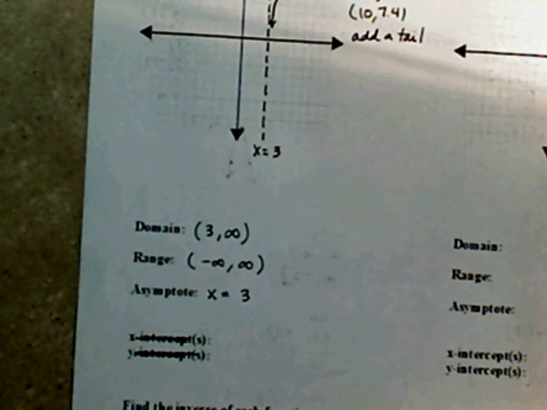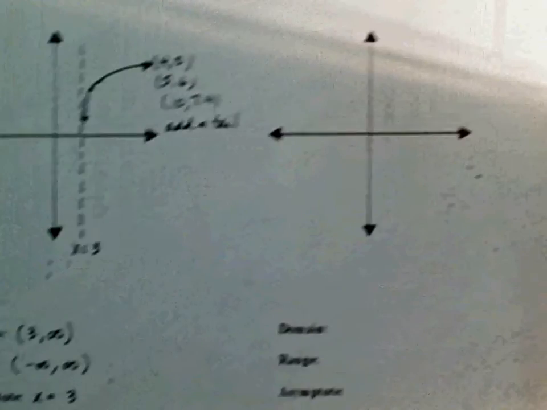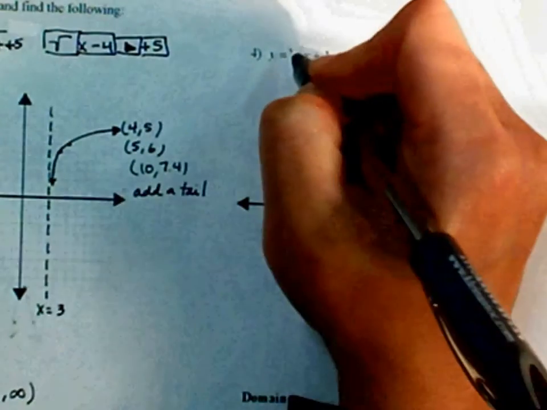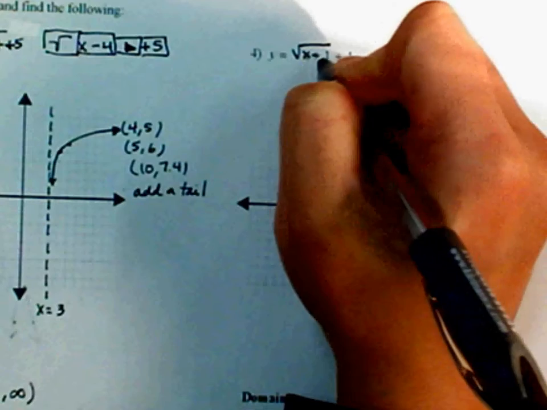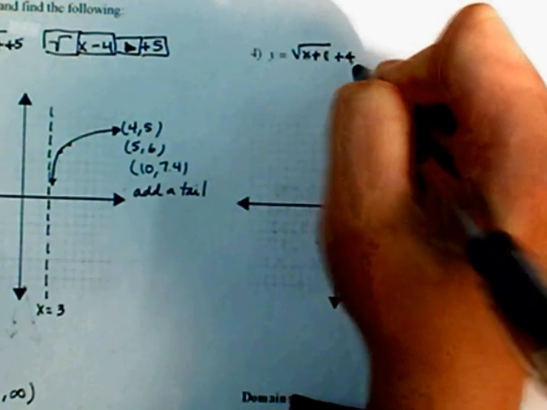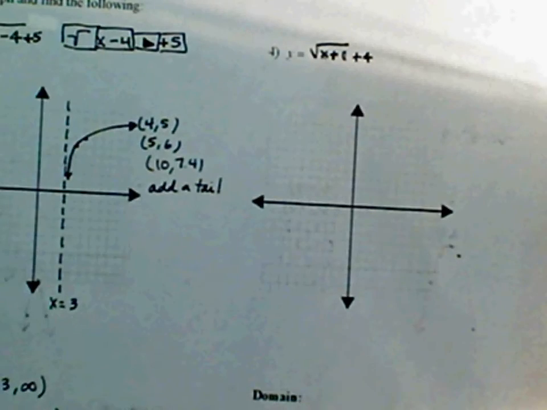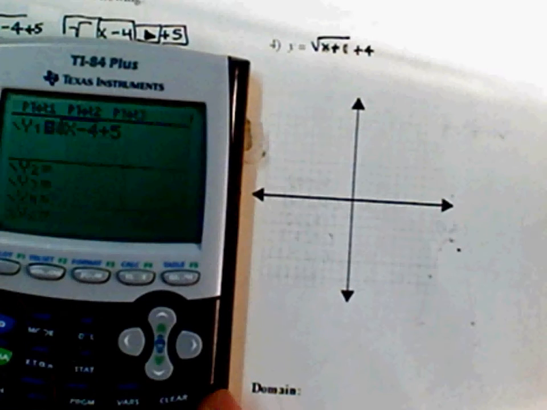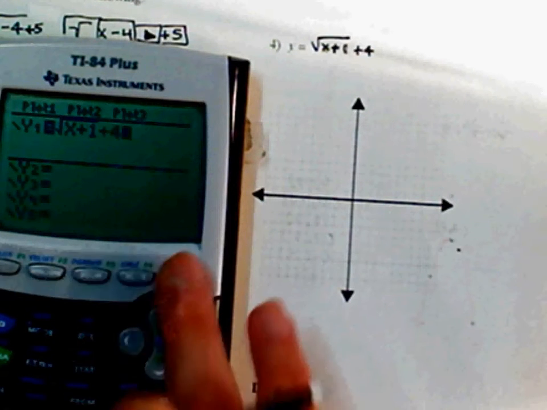Okay. All right, let's go to number 4. You ready for 4? Okay. X plus 1 plus 4. All right, let's type that in. Same thing. Go to y equal, clear. Second, x plus 1, right click, plus 4. You guys see where your graph is? Okay.